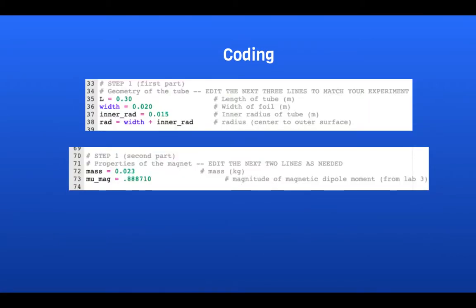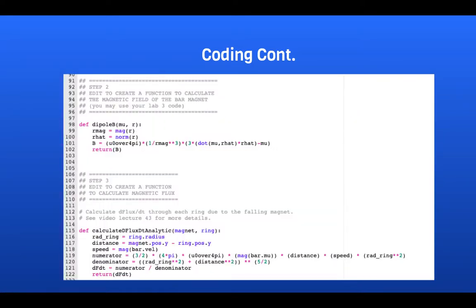So for the coding, first we added the geometry of the tube, as well as adding the magnetic moment of the bar magnet. Then we added 2 functions, one to determine the magnetic field of the bar magnet, and the other was used to find the magnetic flux through each ring due to the falling magnet.